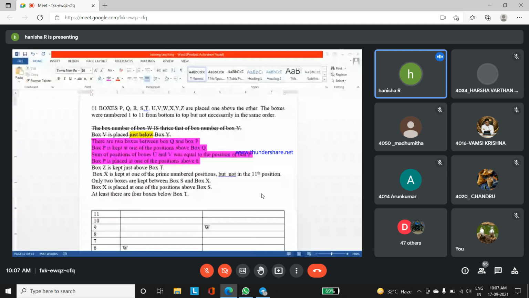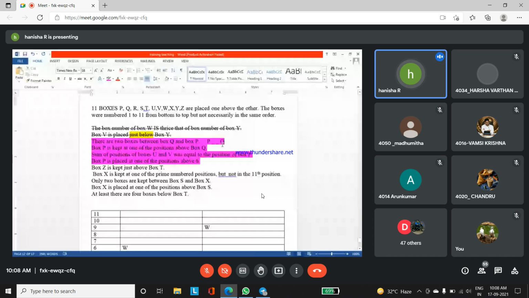Now there are two boxes between box Q and P, and box P is kept at one of the positions above Q. When you club these two clues together, you get to know that first it will be P, followingly you have two positions and then you have Q. P should come above Q, so P, two positions, and then Q. That is the meaning.